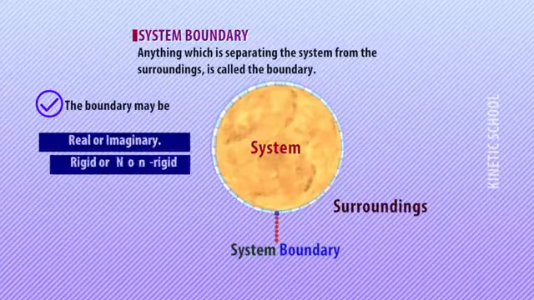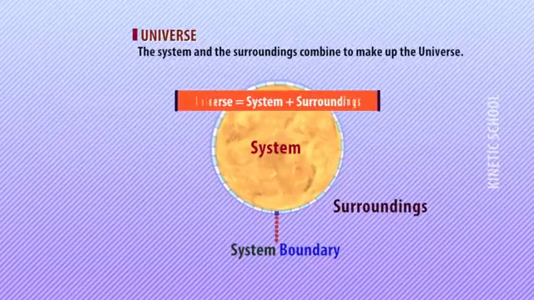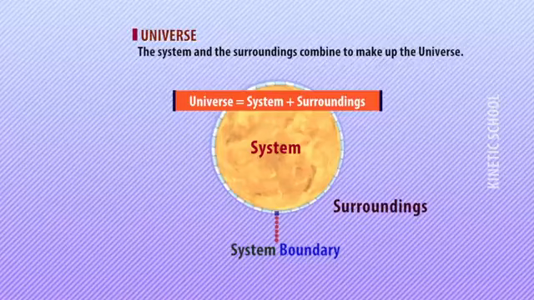The boundary may be real or imaginary, rigid or non-rigid. It may also be permeable or non-permeable, or adiabatic or non-adiabatic. Universe. The system and the surroundings combine to make up the universe.